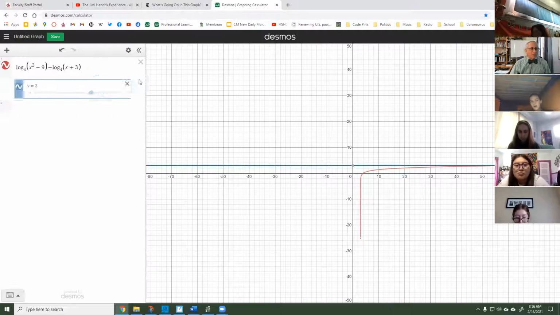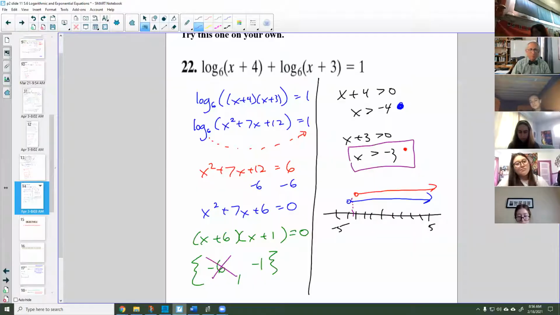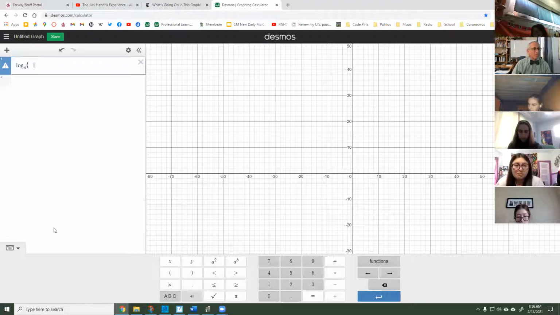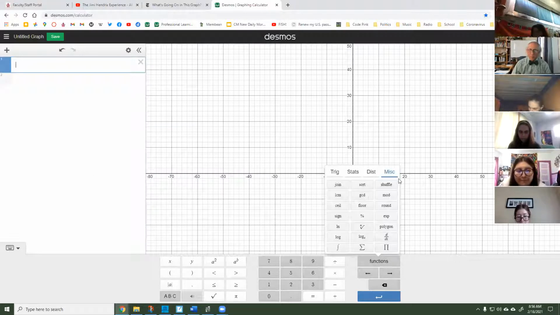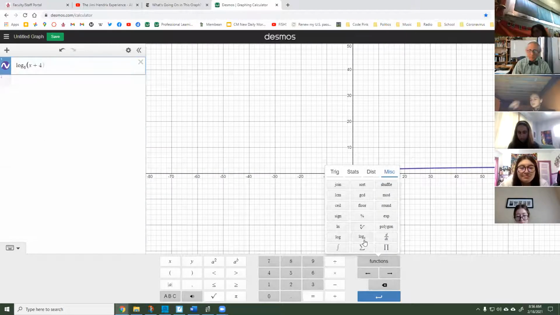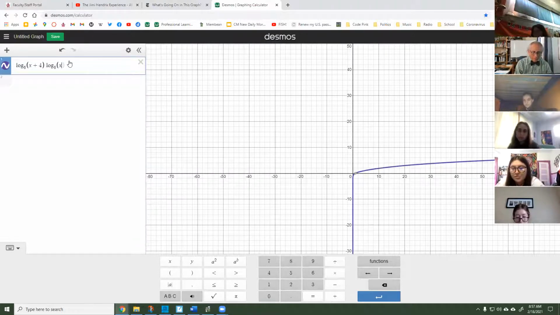Okay, so we got to do another one here. So I go to functions, log base 6 of x plus 4, plus log base 6 of x plus 3. Okay.